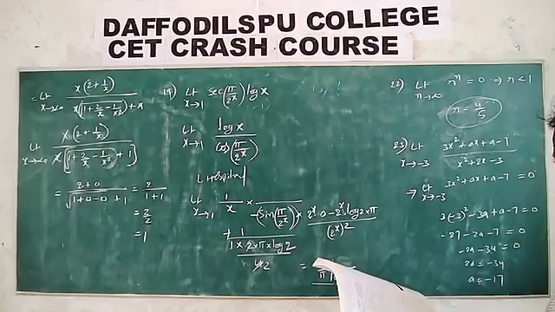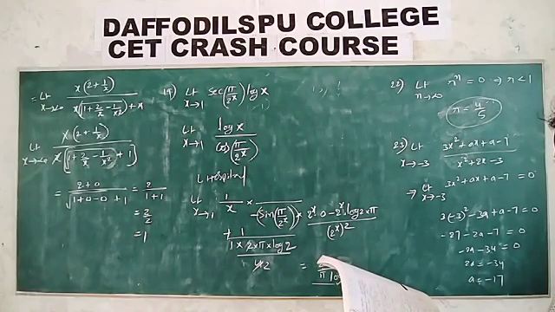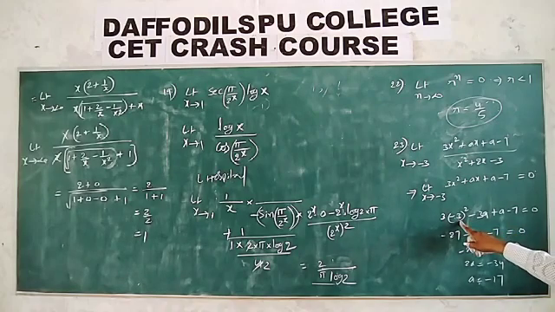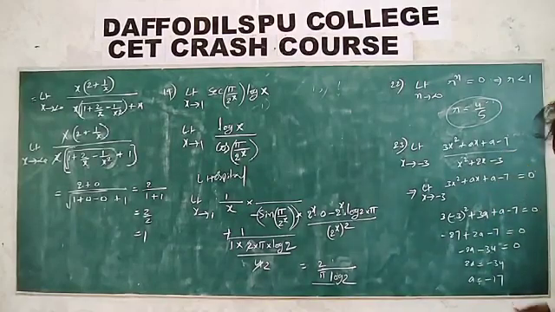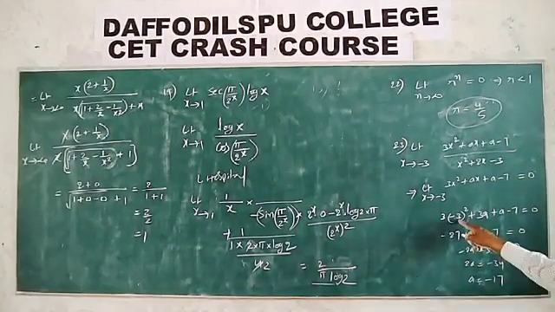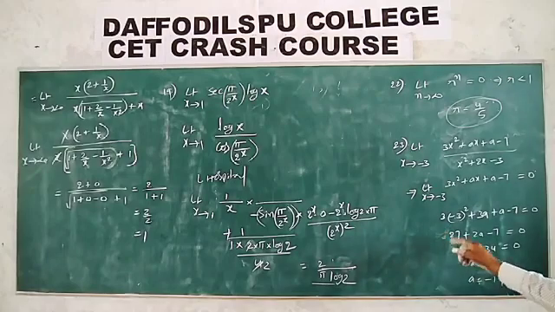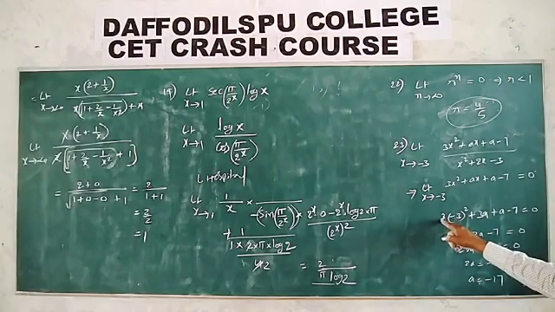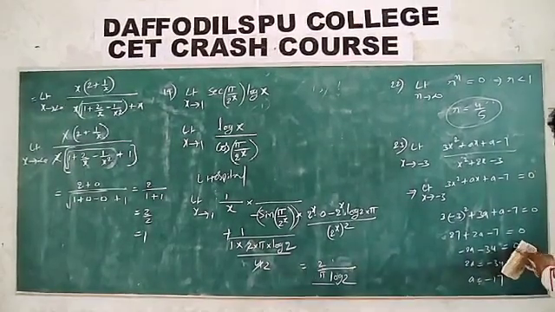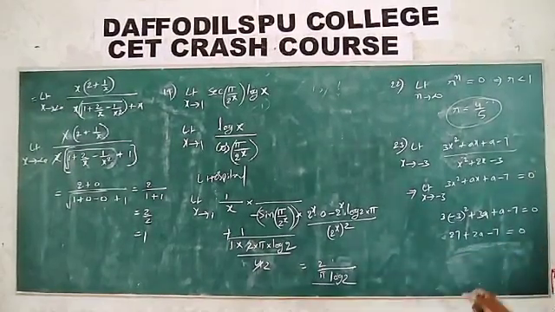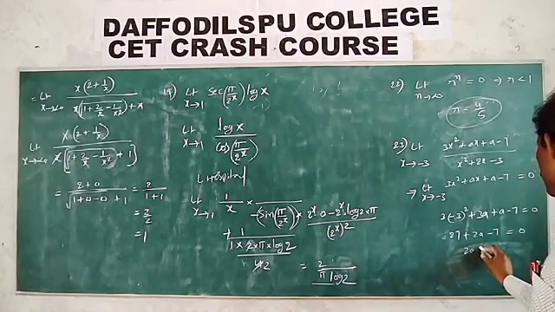A is equal to minus 17, but that is not in the options. Where is the mistake? Okay, minus 3. Here minus into minus gives plus 3a. Sorry, this is plus 3a. 9 plus 9, 3 is 27. 27 minus 7 is 20.